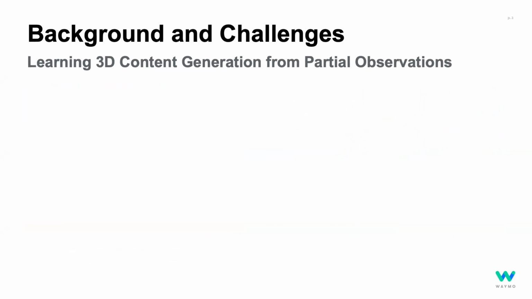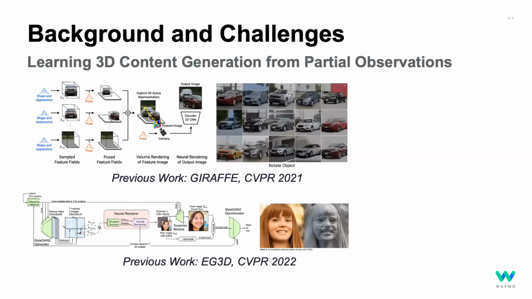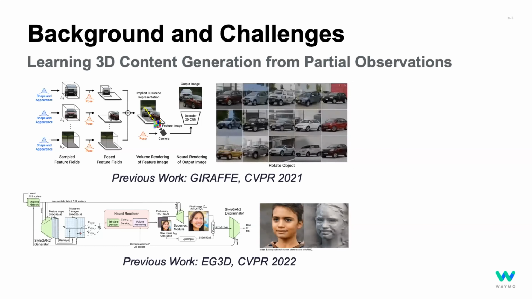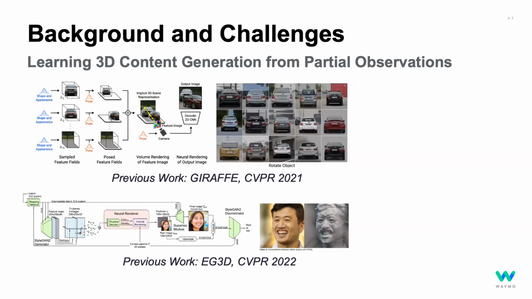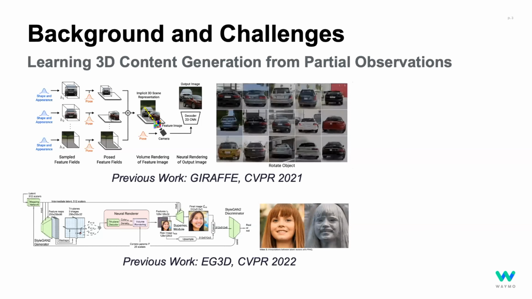So this task in general, at a very high level, creating complete 3D content from partial observation, is a very challenging topic in the community, and it's also very trendy these days. Here I just listed two previous works, Giraffe and EG3D, which have been published in the past two years, but there are many more on arXiv these days.